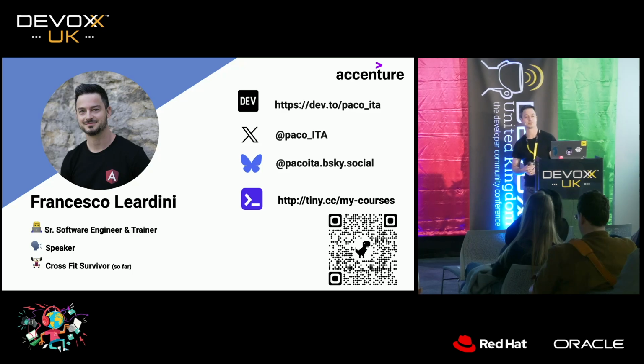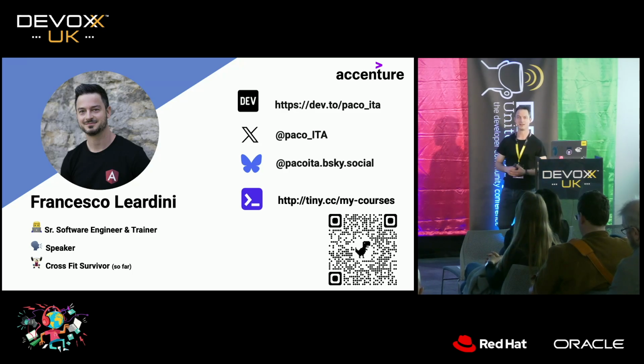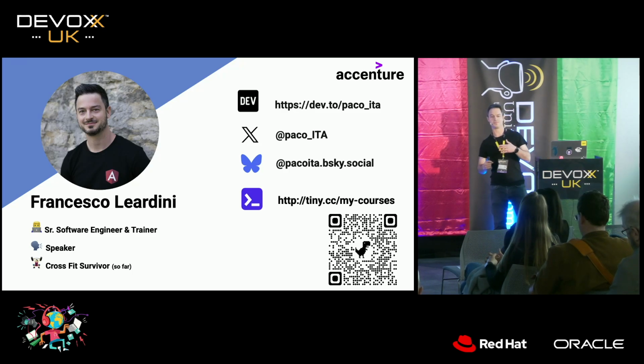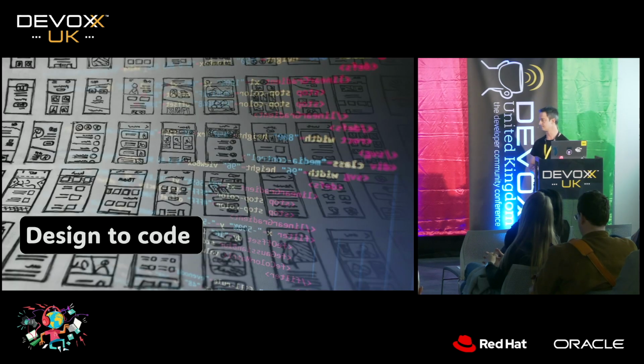All right, before going on, let me introduce myself. My name is Francesco Leardini, and I work as a consultant and trainer at Accenture, based in Switzerland. I like to focus mainly on web, not Java. Web, so architecture, optimization, performance, and recently I also play around with AI in the browser, which I find is a quite interesting new field. That's it.